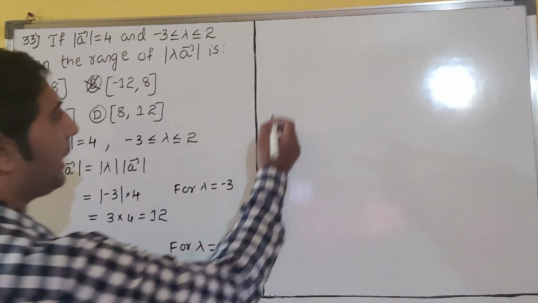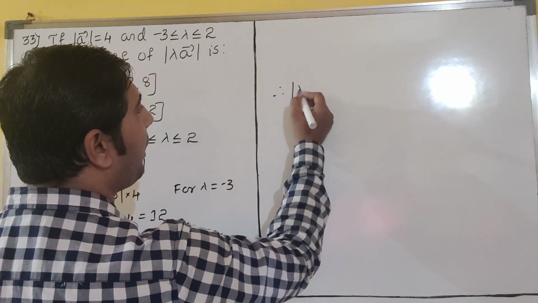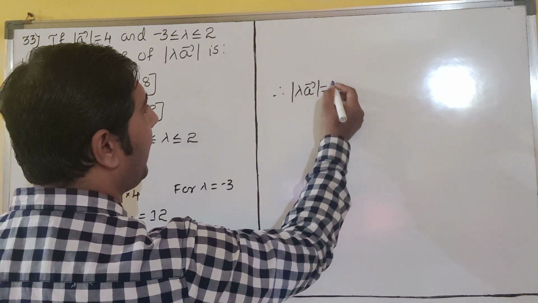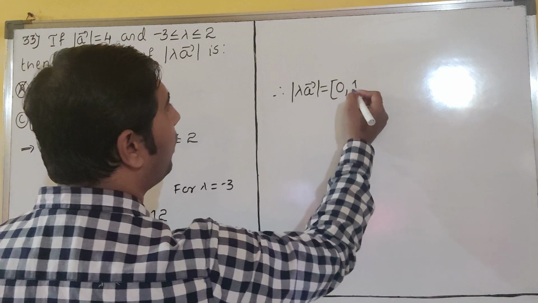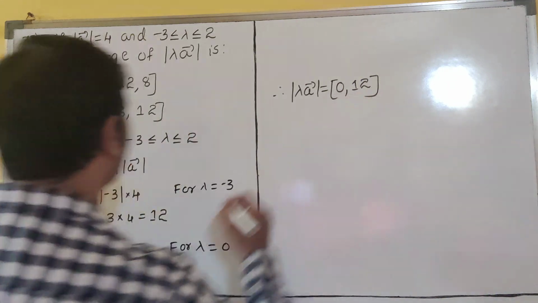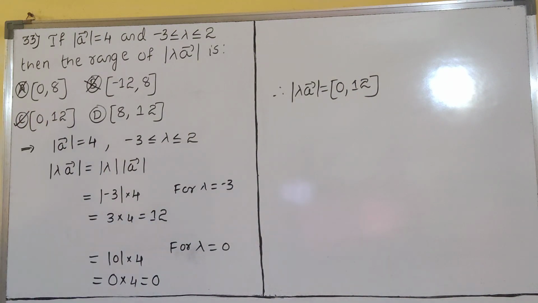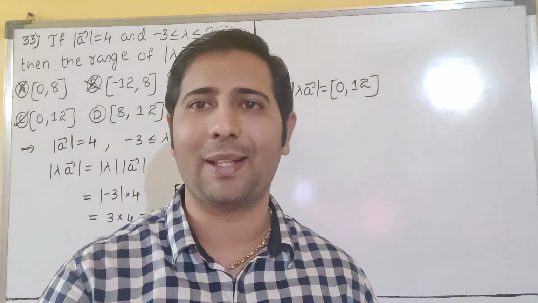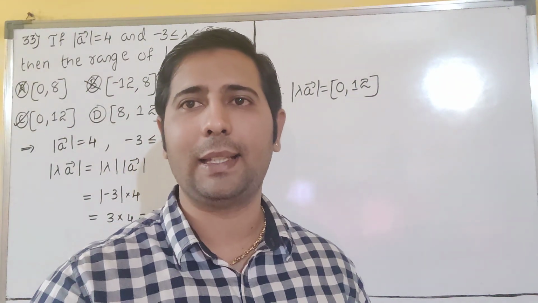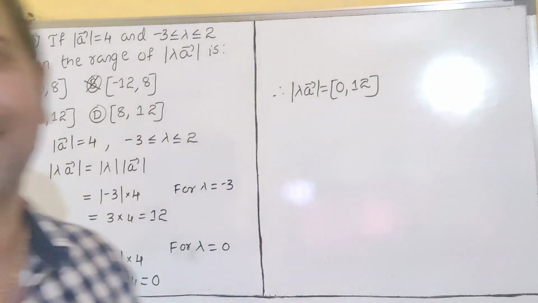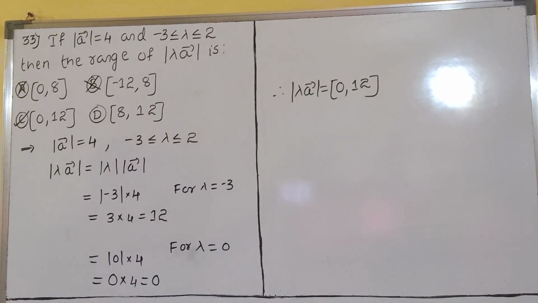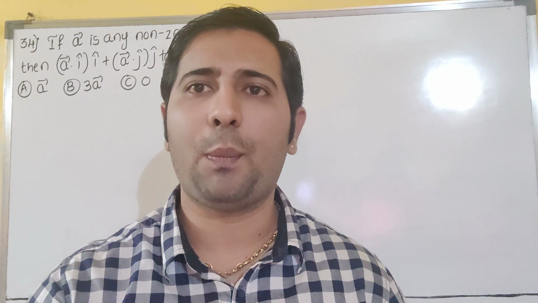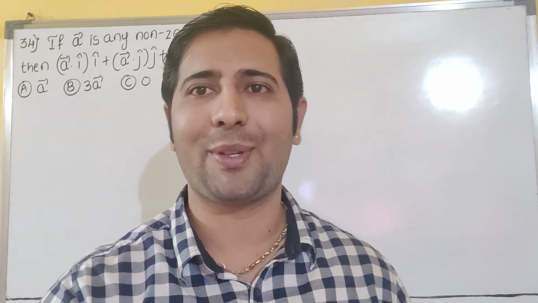So therefore we can say the magnitude of lambda into vector A ranges from 0 to 12, dear students. I hope it is clear. So option C matches. Clear? C for cake. Cake is the answer, dear students. Okay, so we'll see the next question. Please copy this one. I hope all of you have copied. We'll see the next question, dear students.